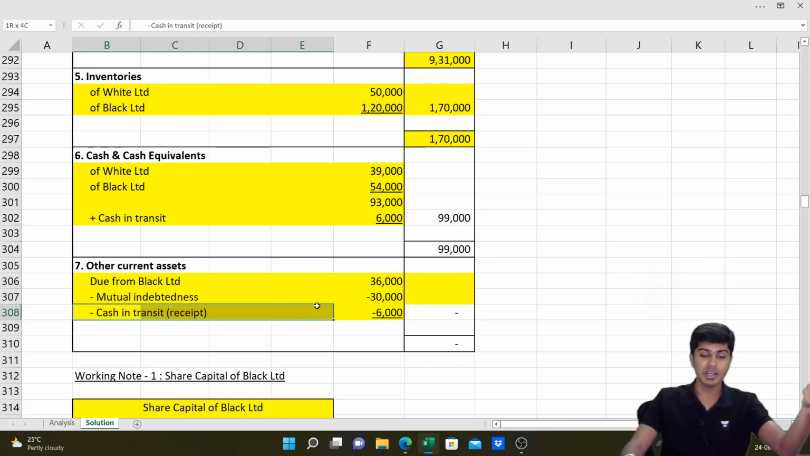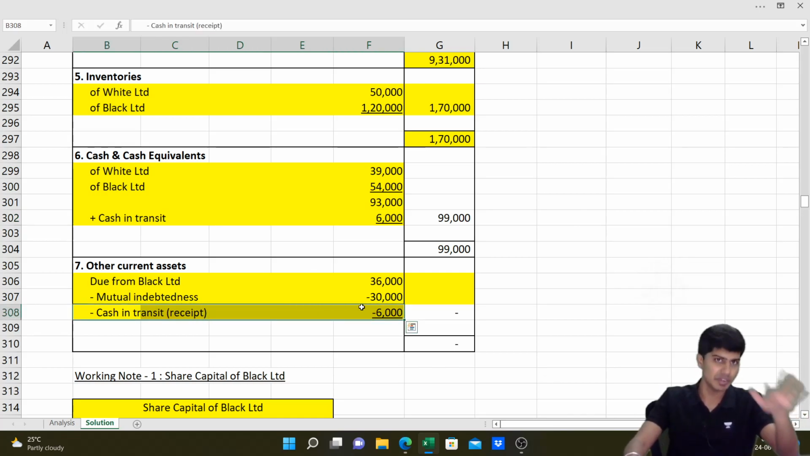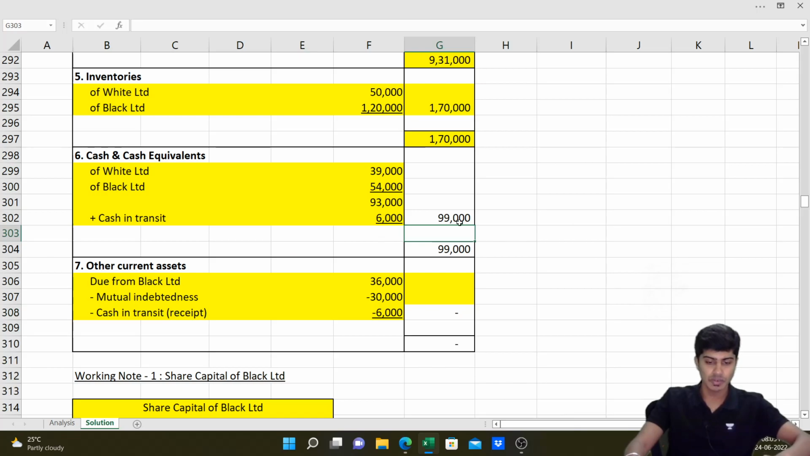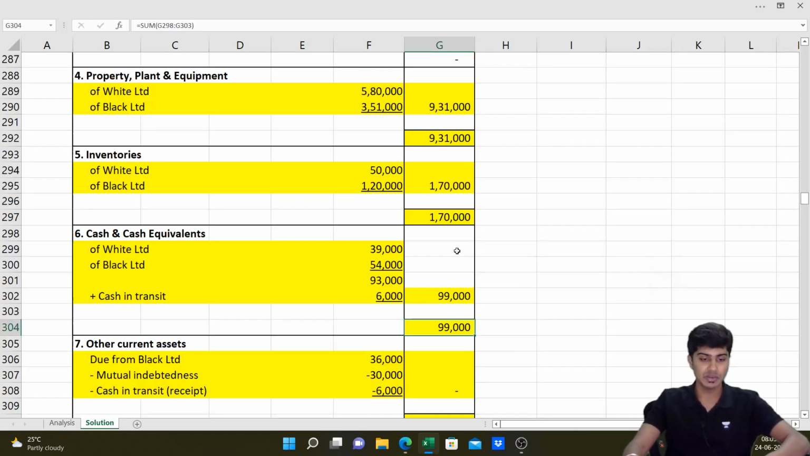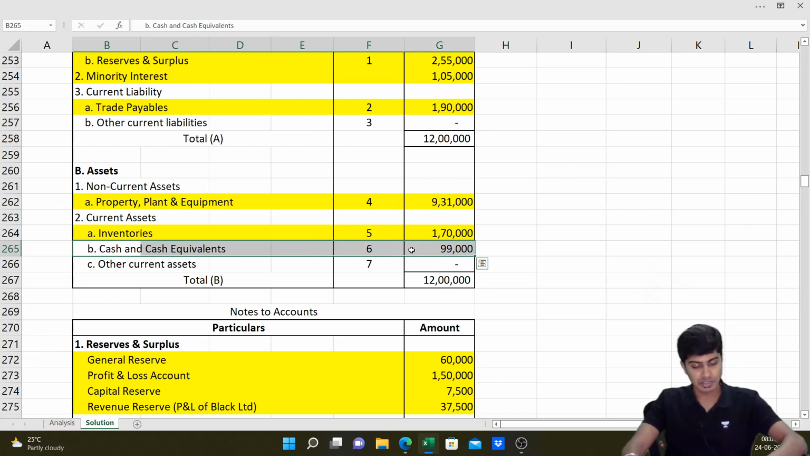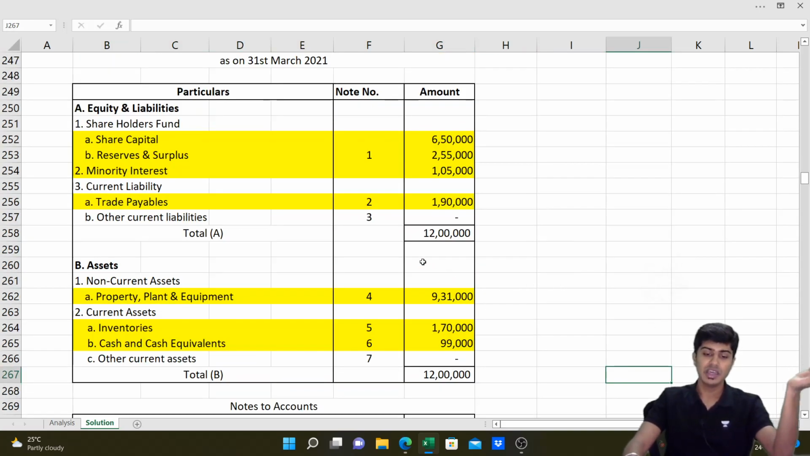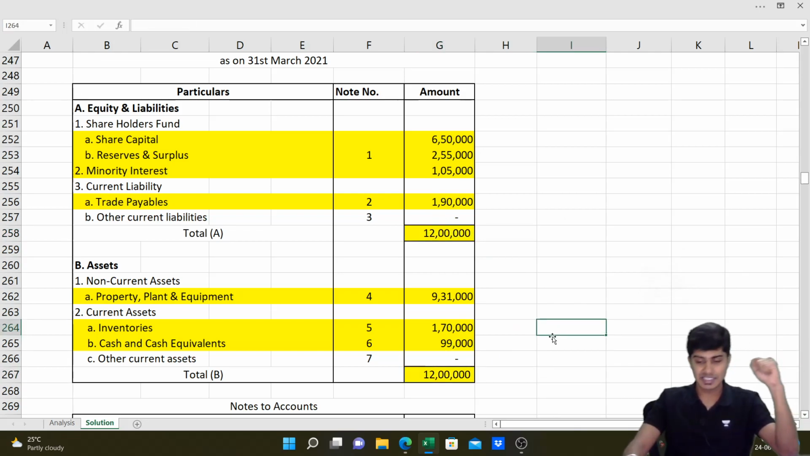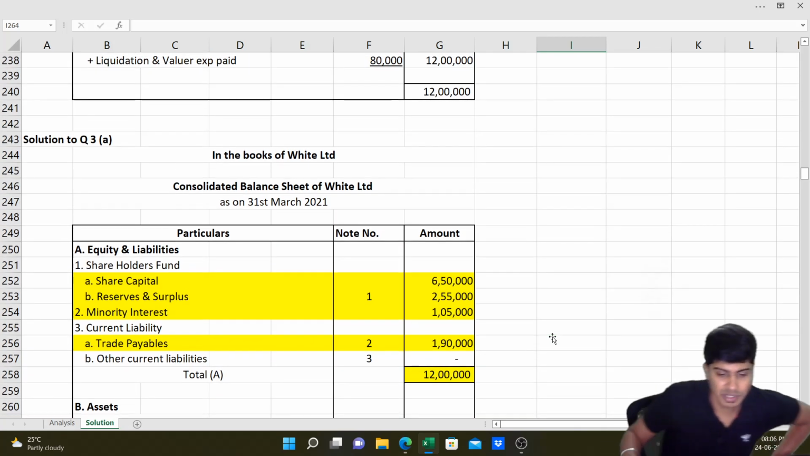We deduct 6,000 from our assets. Receivable we deduct because it is received. So our cash and cash equivalent will become 99. Receivable will become 0. This 99 I will post it to balance sheet now. Have a look. Come to the balance sheet. We have cash and cash equivalent 99,000. See, everything else in the balance sheet is ticked. If you go for the total, you will get 12 lakh. That's how your consolidated balance sheet will tally.